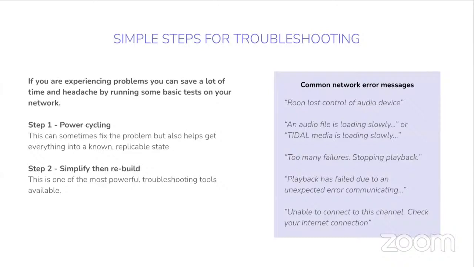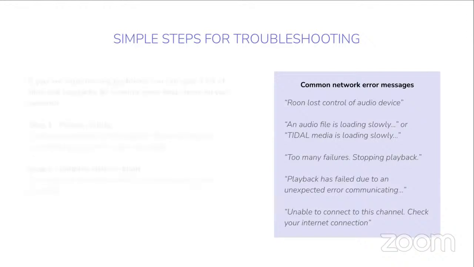Most routers have a setting called IGMP proxying or IGMP snooping. If you're having issues with multicast, which means audio device discovery or Roon remote connecting, you can try to toggle that IGMP switch on and off and see if that helps with any of those issues.